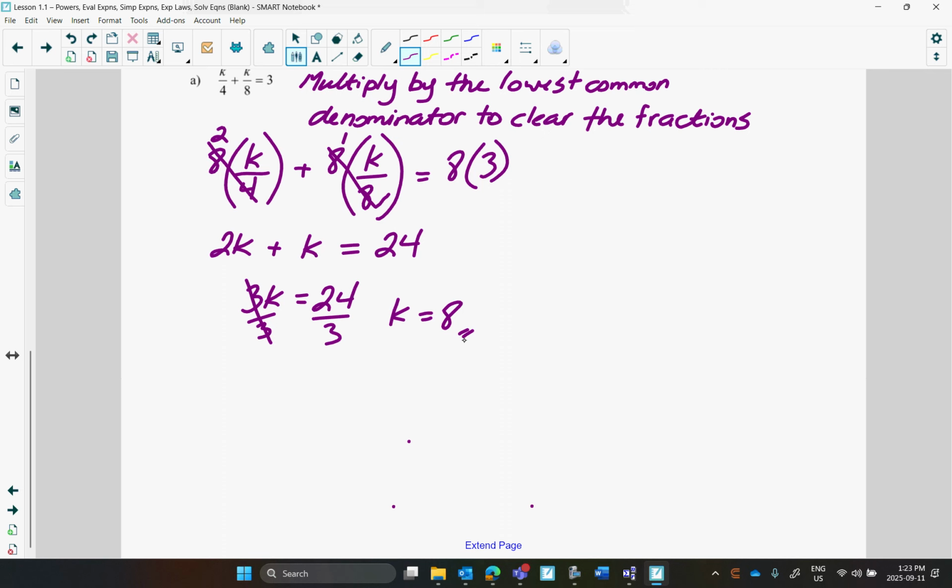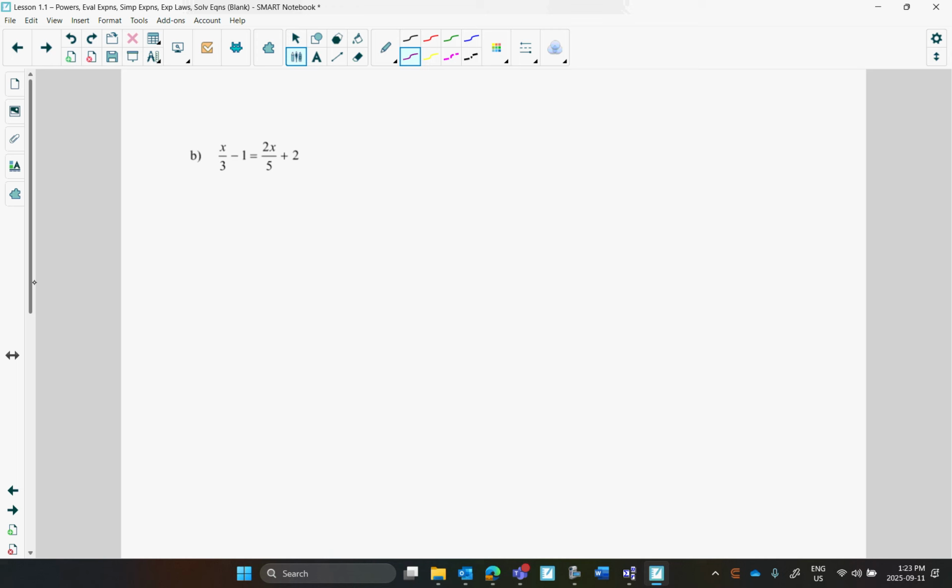Let's practice with one more fraction. What would you multiply every term by in this one? 15. Remember, everything gets multiplied by 15, even the terms that aren't fractions. Otherwise, you're going to create a different equation and get an incorrect solution.